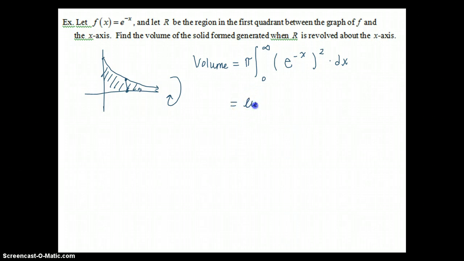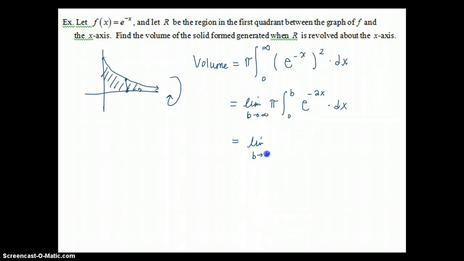So I have the limit as b approaches infinity of pi times the integral from 0 to b of e to the negative 2x dx, and then I'm going to think about the integration here. If I've got a power of negative 2x in this, I'm going to have to adjust with a negative 2 inside and a negative 1/2 outside. So I'm going to go ahead and do that.